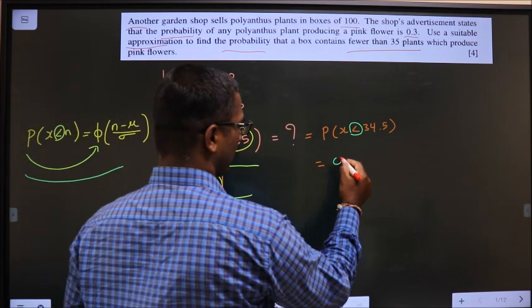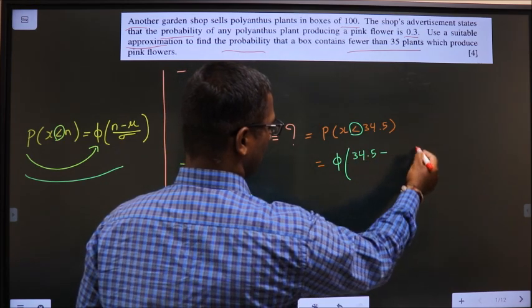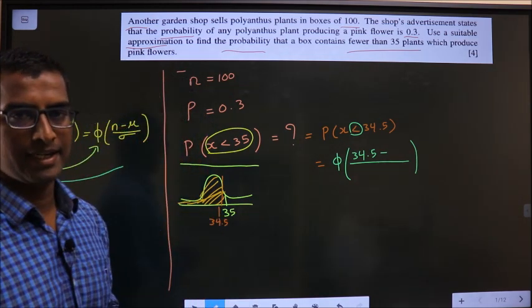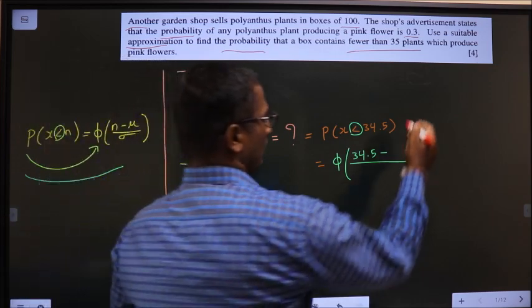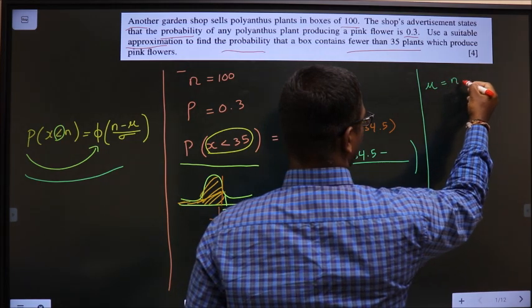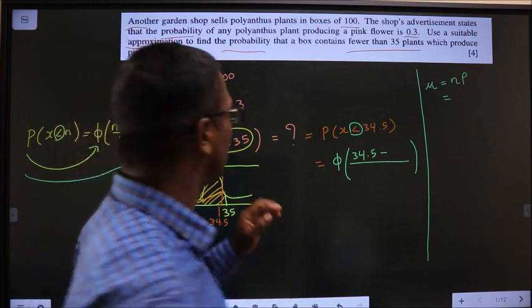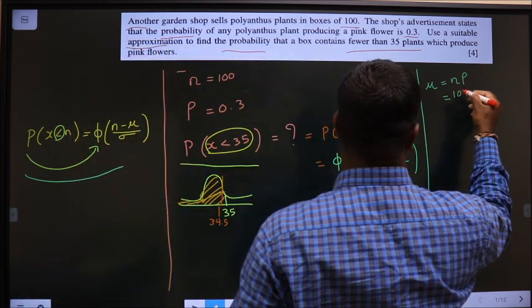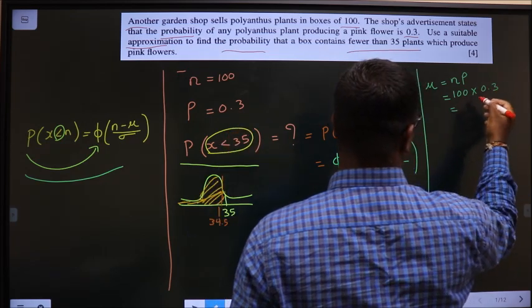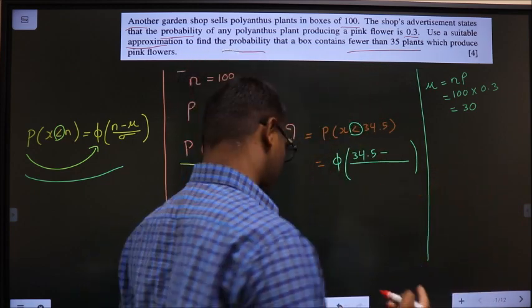So here it will become phi of (34.5 minus mean) by standard deviation. Now I have to find the mean and standard deviation. See, the formula to calculate mean is nothing but np. So n is 100 and p is 0.3. So we get 30.